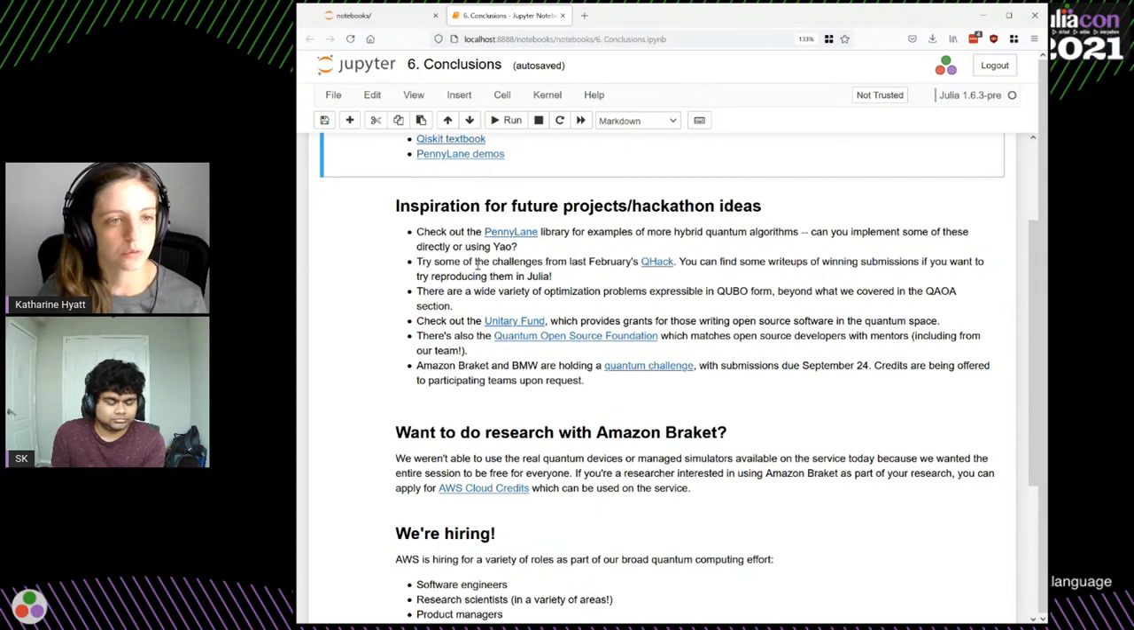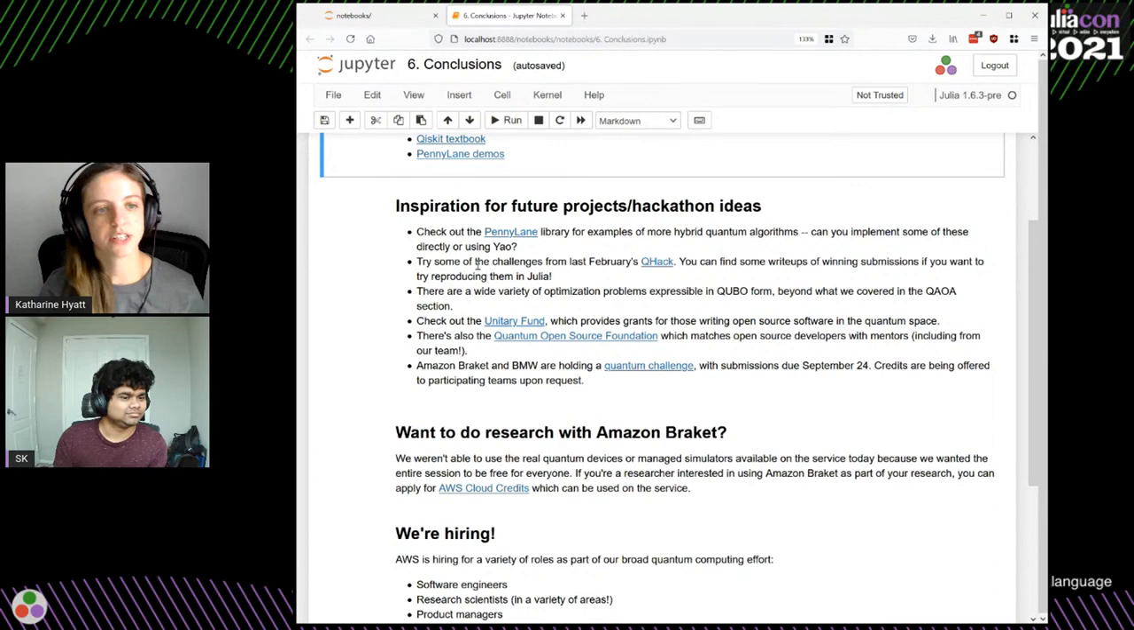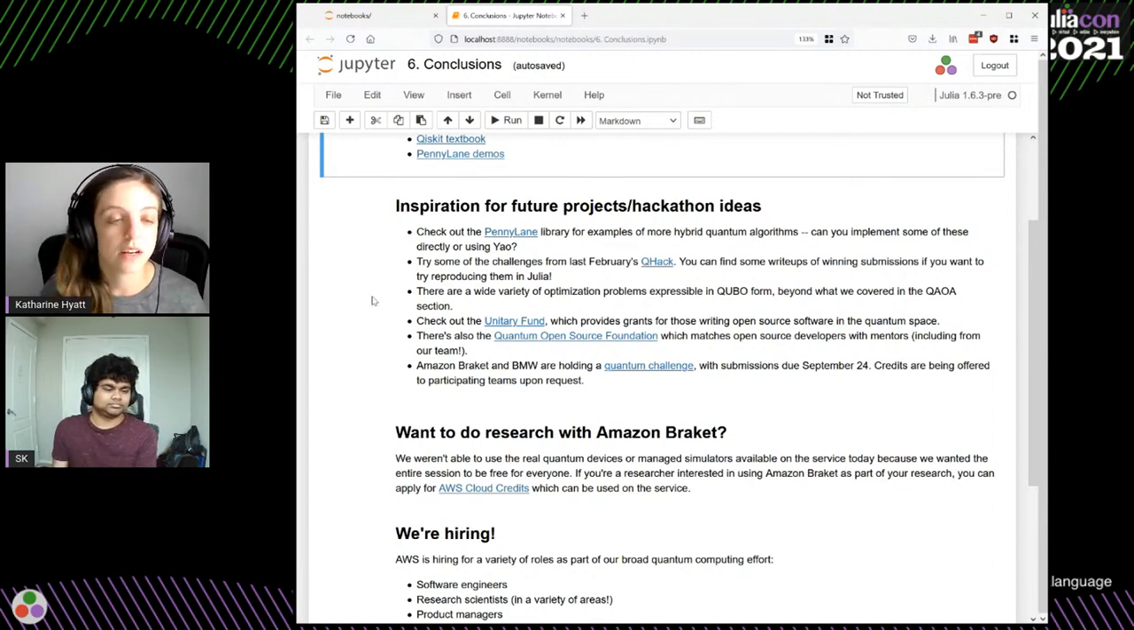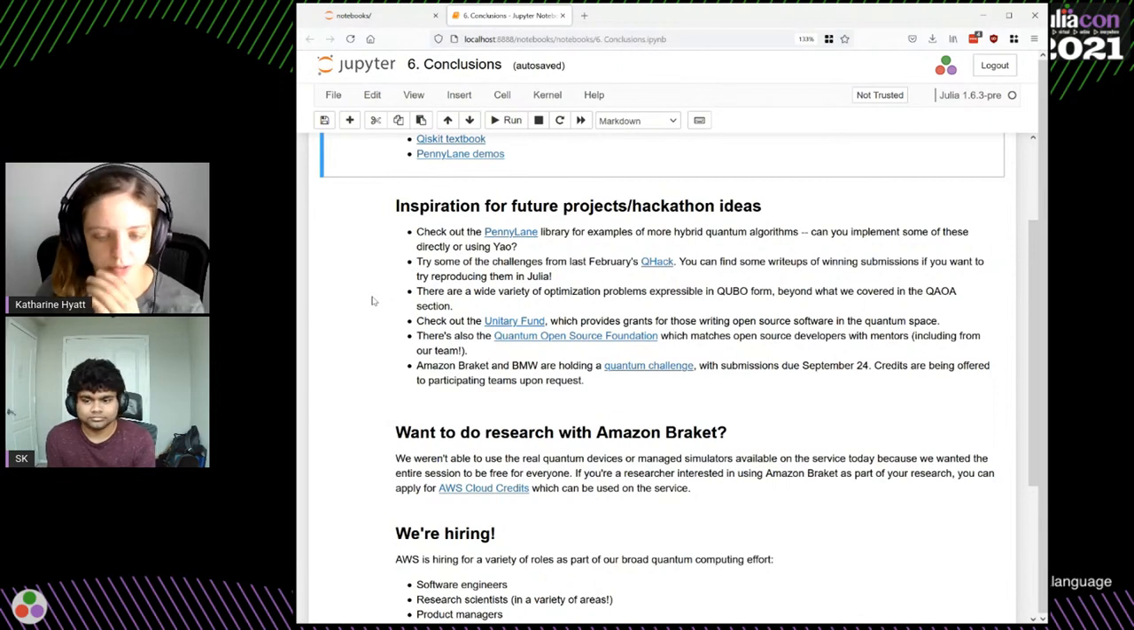For example, there's lots of cool examples for finance, if anybody is coming from the financial technology world, or problems for optimization. Like I mentioned in the QAOA section, there's lots of optimization problems you can express in the QUBO form. Check out some of the links there if you want to try doing stuff like MaxCut, minimum vertex cover, CircuitSAT, lots of different problems like that.